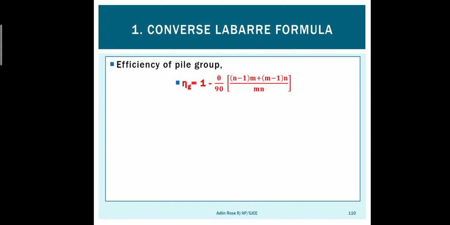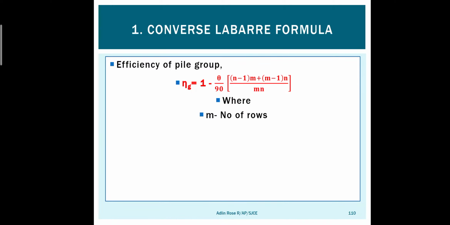Okay, first method: Converse-Labarre formula. The efficiency of the pile group, eta g, is equal to 1 minus theta by 90 into (n minus 1) into m plus (m minus 1) into n, divided by m into n. Here m is the number of rows.